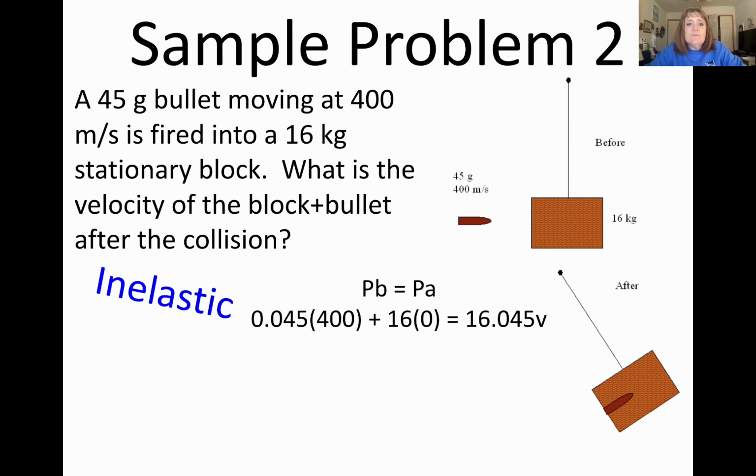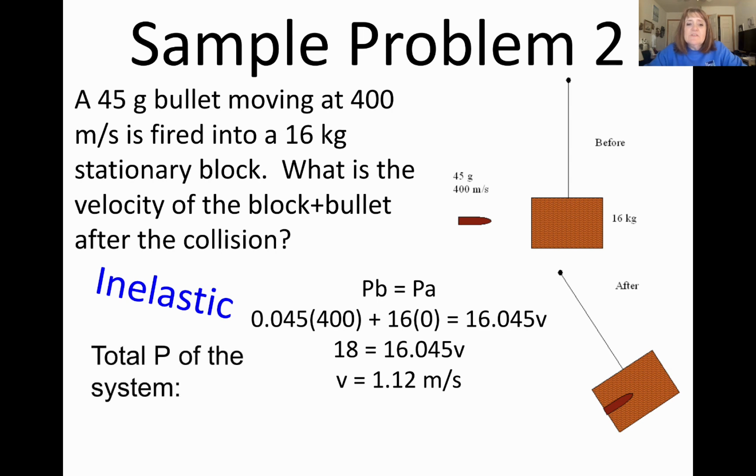So we have 0.045, because we do have to convert our grams to kilograms, times 400 plus 16 times 0 will be 16.045 times v. Using algebra to solve, we get a velocity of the block of wood with the bullet in it at 1.12 meters per second. Notice the total momentum of the system before was 18 kilogram meters per second, found in the before when we knew all our information.